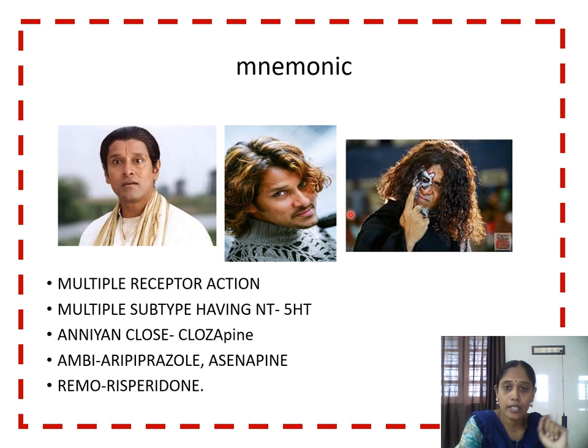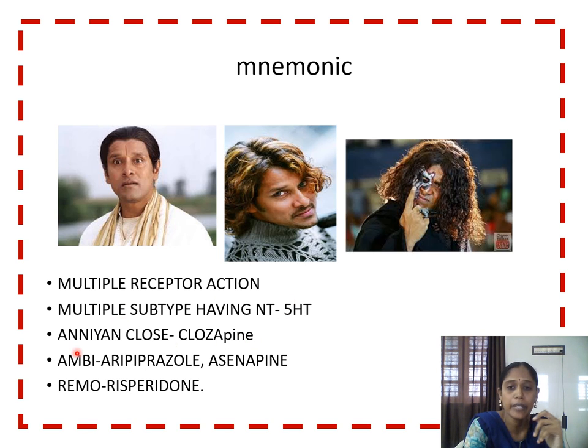So you can remember with this movie Anniyan, so he has multiple roles here, right? He may not have schizophrenia there, he might be having some dissociative disorder. So for mnemonic, I have used this movie. Multiple receptor action, he has multiple roles in that movie, and these atypical antipsychotics will have multiple receptor action. So they'll have action on serotonin, dopamine, also serotonin reuptake inhibition, norepinephrine reuptake inhibition.